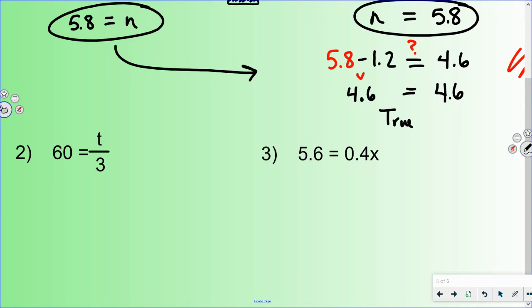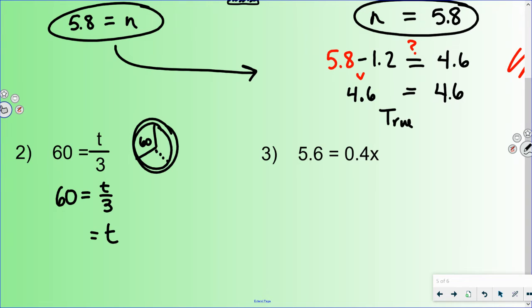Let's start with example 2, where we have 60 is equal to 1/3 of t. Now, picture this. We don't have the whole, we just have a third. But we sure would like to know what is in that whole. Some of you have great number sense, but listen, I almost don't even care about your answer right here. Do you know how to show your algebra steps? Our goal is to get t by itself.